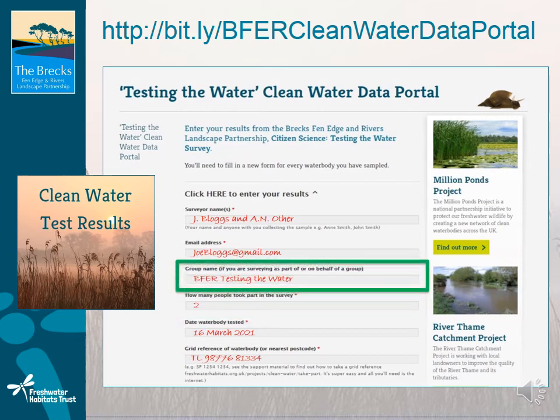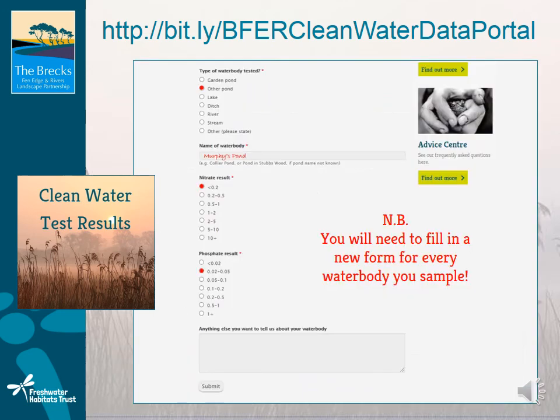Again, one of the most important things is to make sure that you add the group name as BFER Testing the Water, so that when we come to download all the results, we know we've got the correct data for the project. Obviously, as well as that information, we need the water body type, the water body name if there is one, and obviously your results. There is a box at the bottom, so if there's anything else you want to tell us, you can. But please bear in mind that you will need to fill in a new form for every water body you sample.